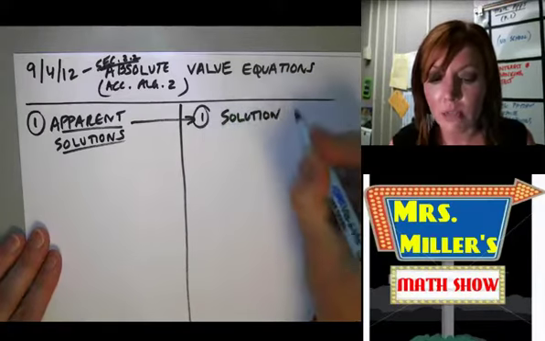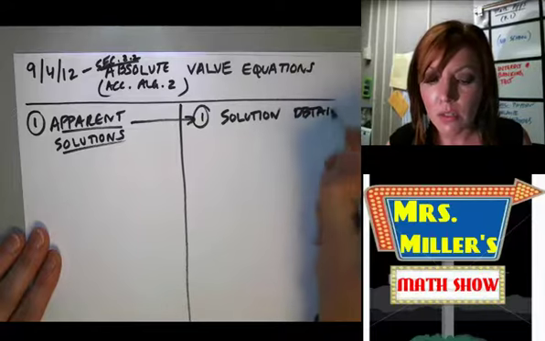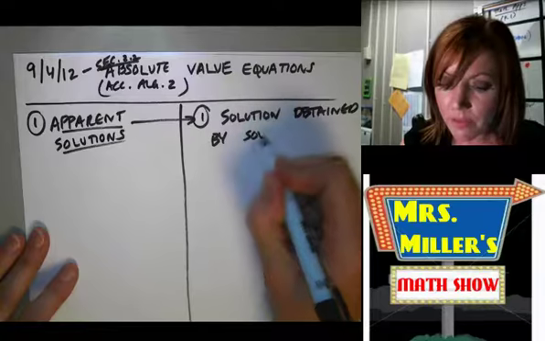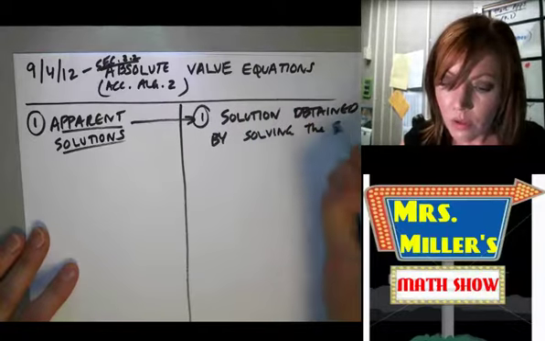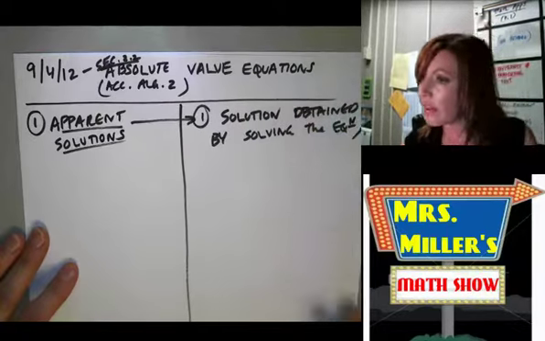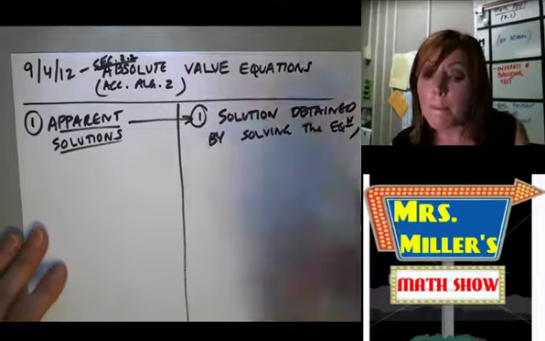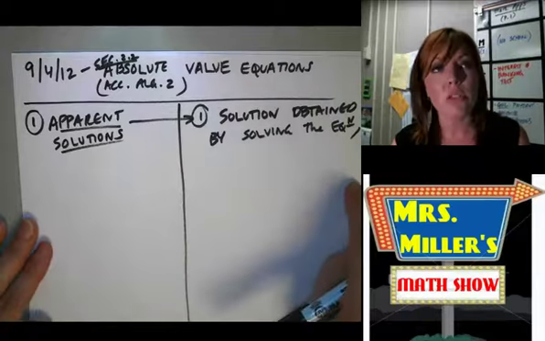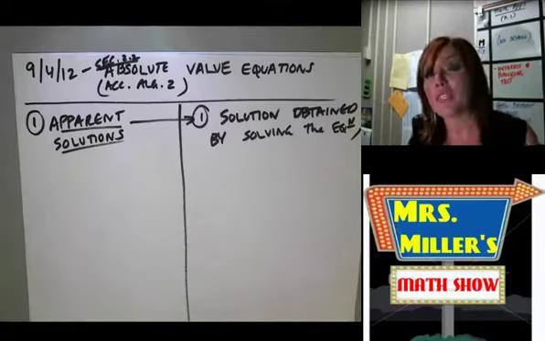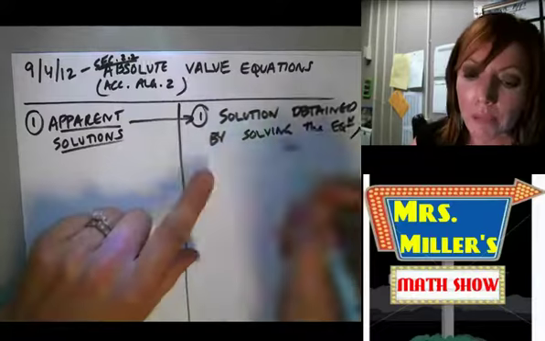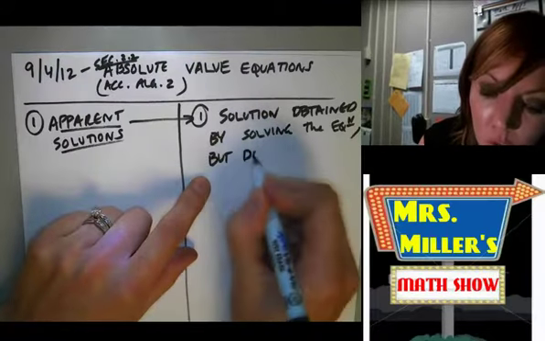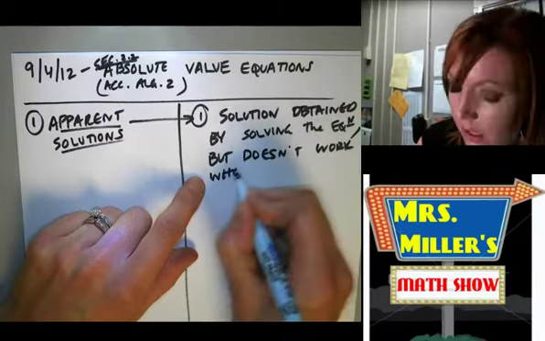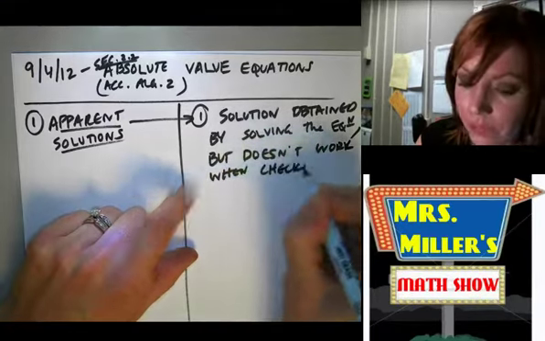So it's a solution that is obtained by solving the equation. EQN, that's my abbreviation for equation, but doesn't work when you plug it back in to check. So it's called an apparent solution because it apparently works, but it actually does not overall. Okay, but doesn't work when checking.